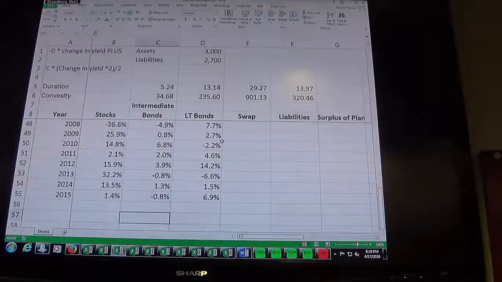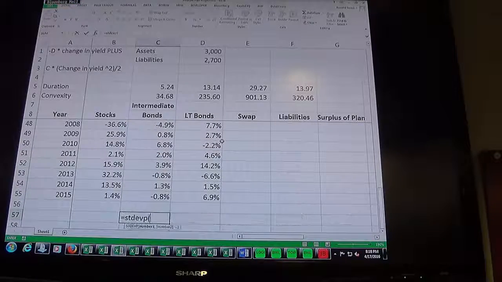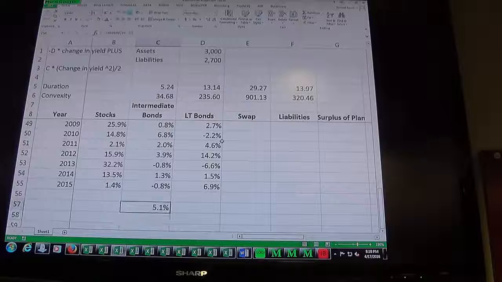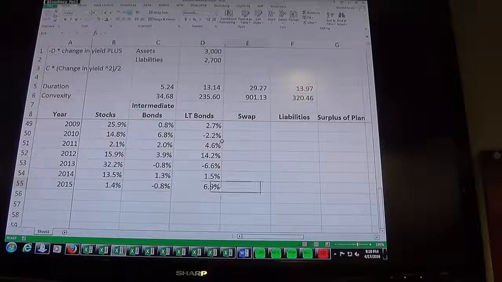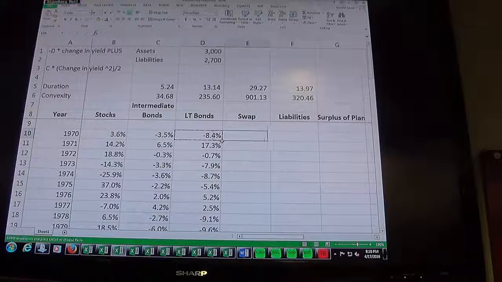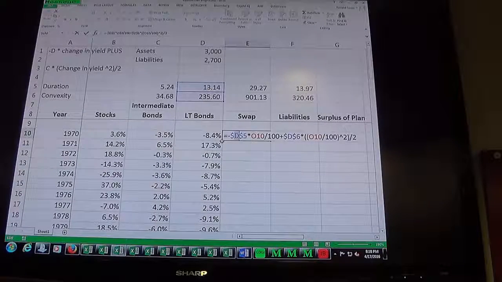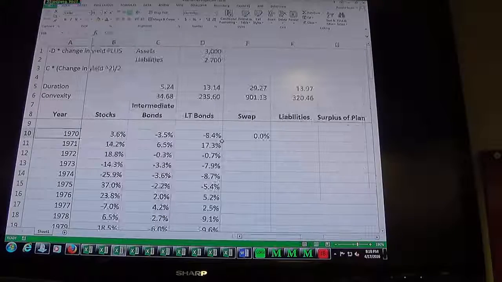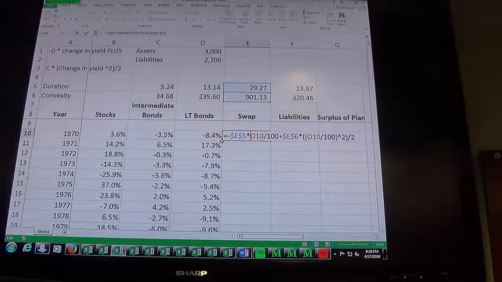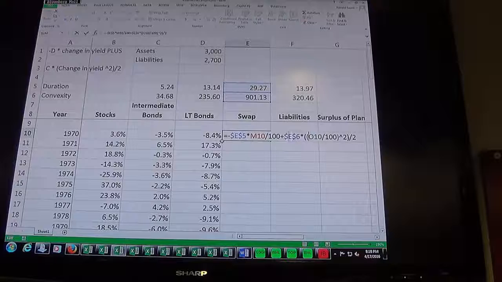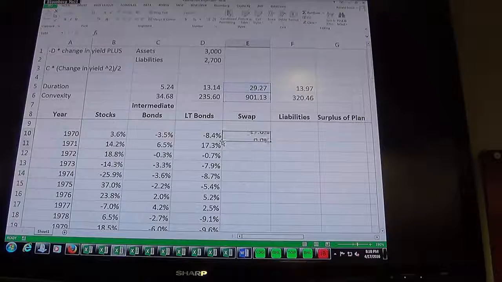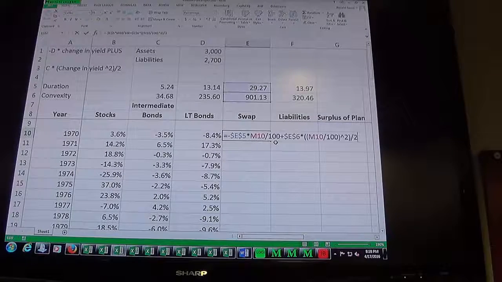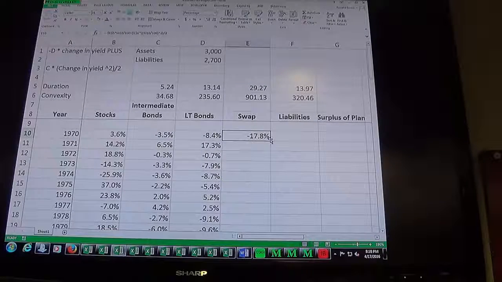And it should be much more volatile, right? So we can test that real quick and make sure. Yeah, long bonds are very, very volatile. And then my swap, pretty easy, right? My swap is in E. Where's my swap yield? Swap rates is in M. Boy, that can't be right. Oh yeah, because this is going to be really volatile, isn't it?